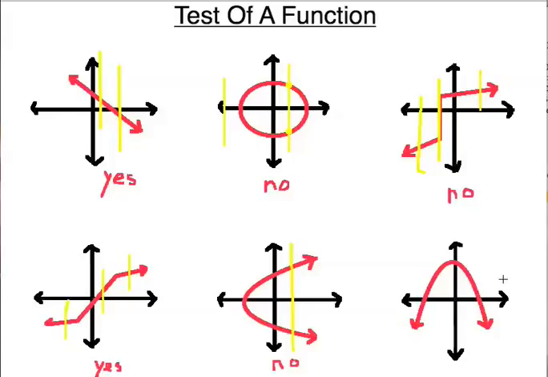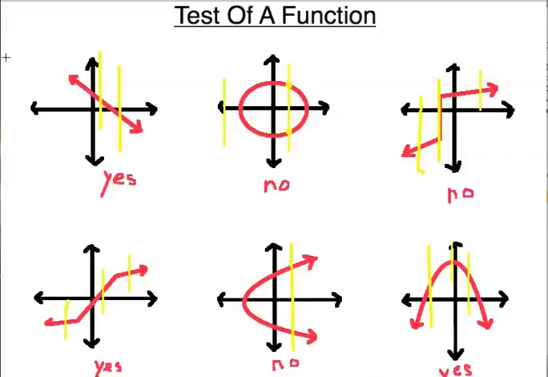Let's go over here. Right here passes the vertical line test. Right here passes. Right here passes. I can't make it fail the vertical line test. It's only passing through one point wherever I go on there.